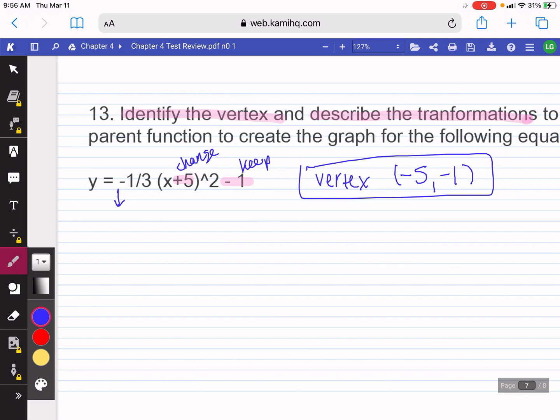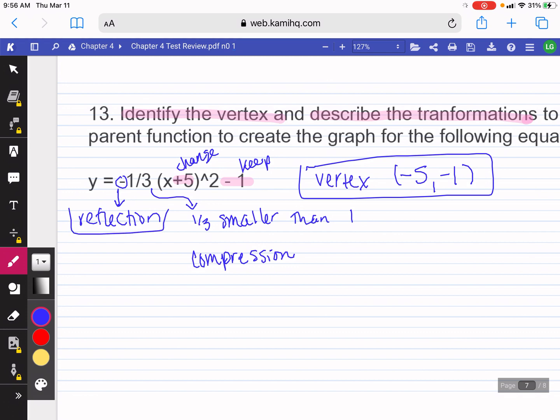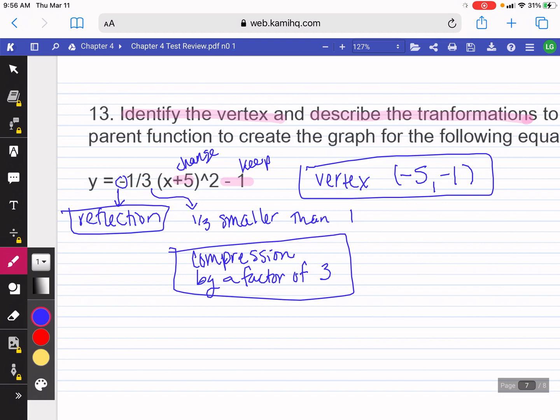So this negative sign means there's going to be a reflection. The 1/3 is smaller than 1, which means there's going to be a compression. And that compression will be by a factor of 3. When you're doing stretches and compressions, you just use the whole number, not a fraction.